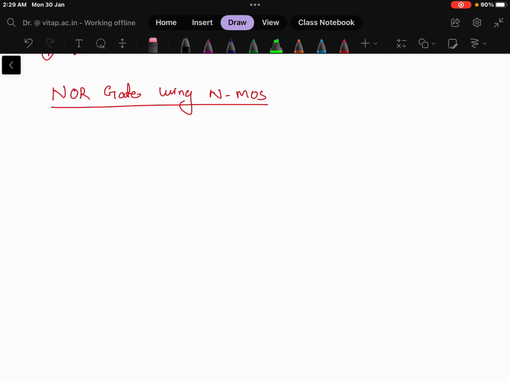So first point is what? We have a load MOSFET. So draw the load MOSFET here. This is the gate for the load MOSFET and it is connected here where plus 5 volt is given. So this is gate, this is drain and this is source.